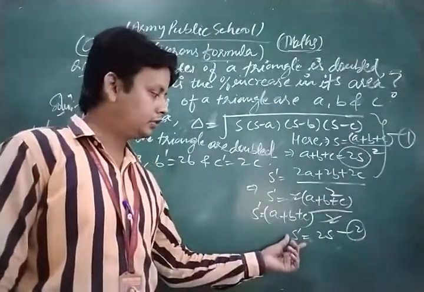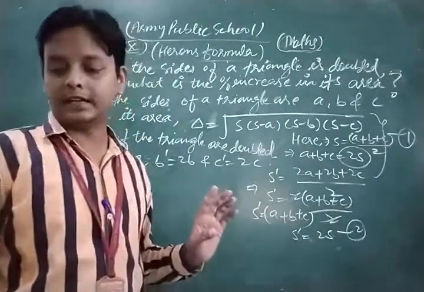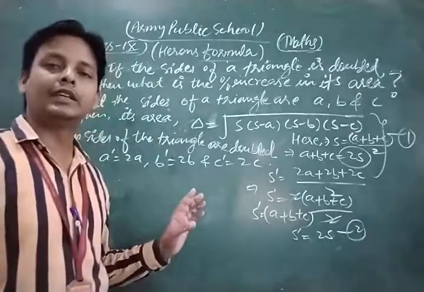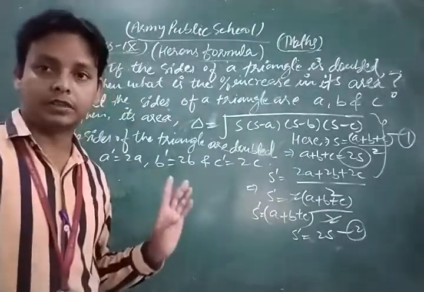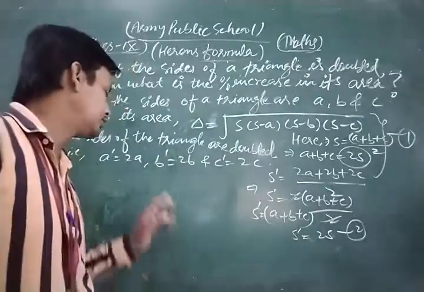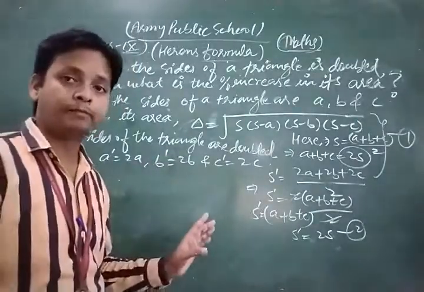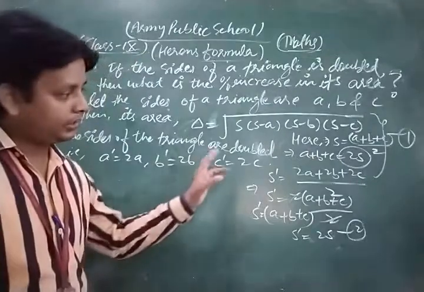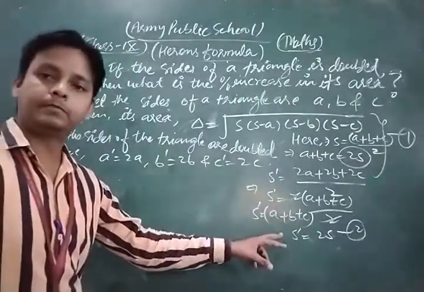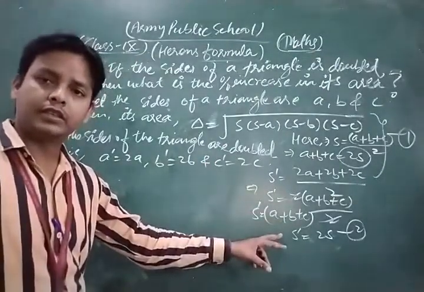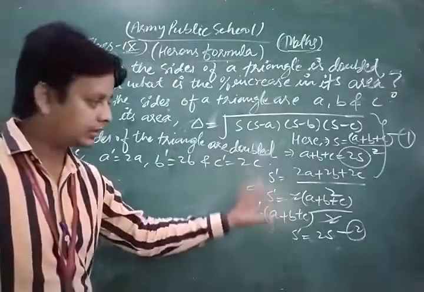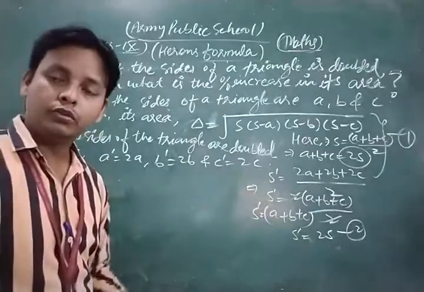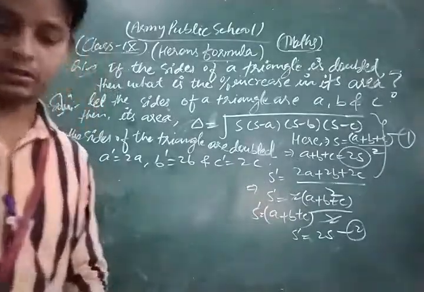Okay, when each side of the triangle is doubled, then, dear students, in that condition the new sides will be 2a, 2b and 2c, and the new semi perimeter is also doubled. Now what will the new area be?